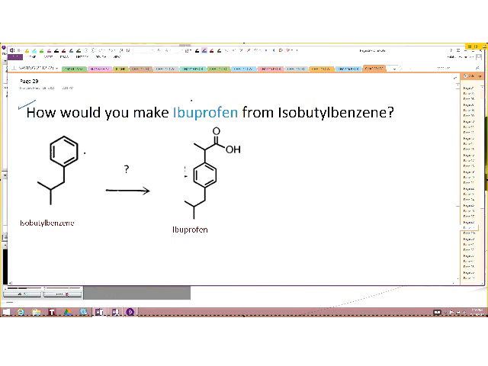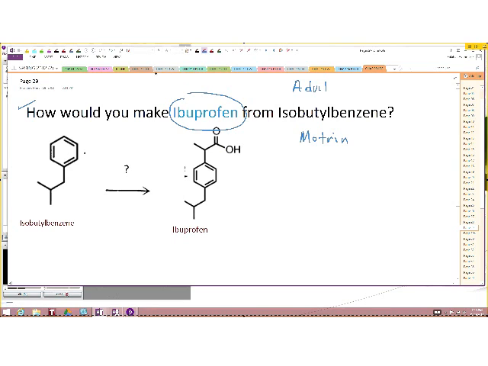Now, how will you make ibuprofen? How many of you have heard of ibuprofen before? You use it as a very good painkiller, right? Sometimes it is also called Advil, depending on who is making it. Sometimes it is called Motrin. So when you see all of these, this is the same molecule. It is called ibuprofen, Advil, or Motrin.